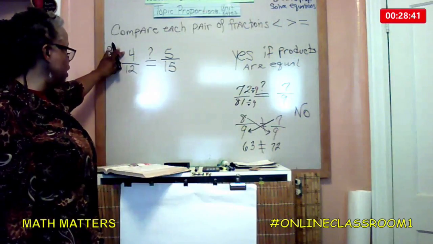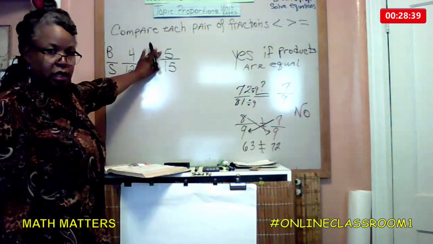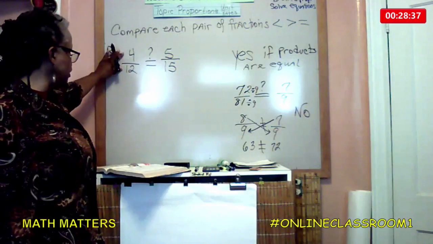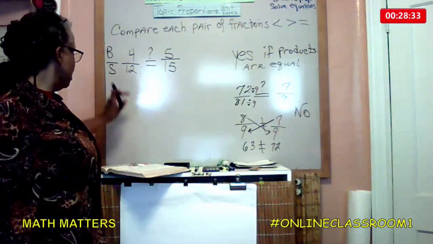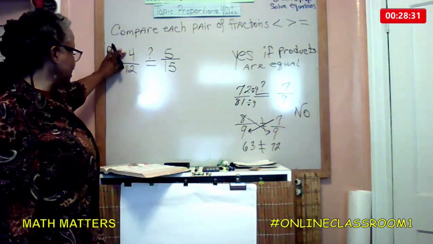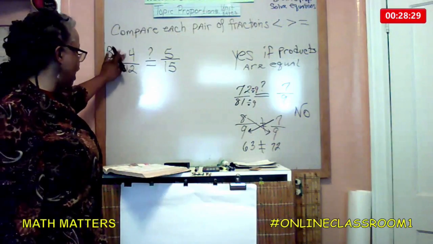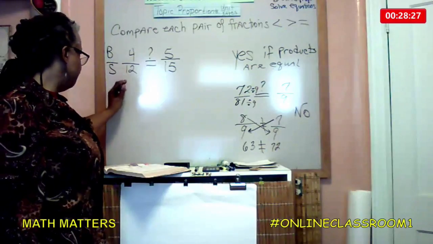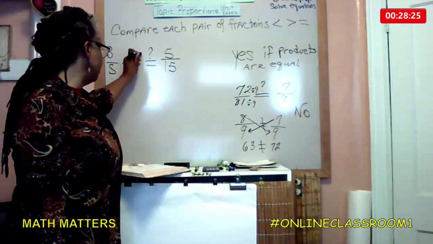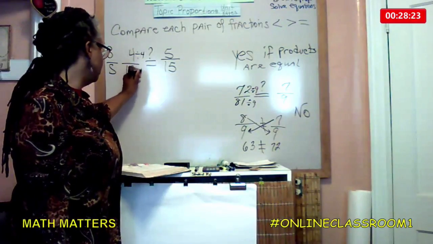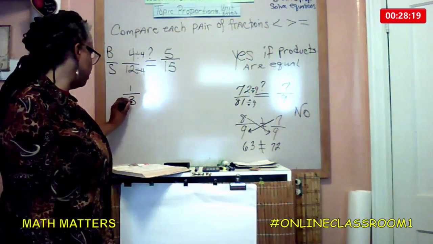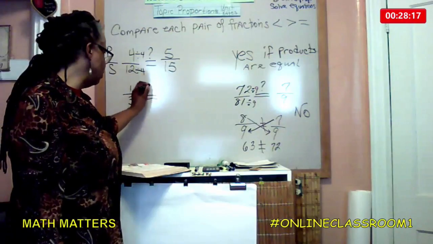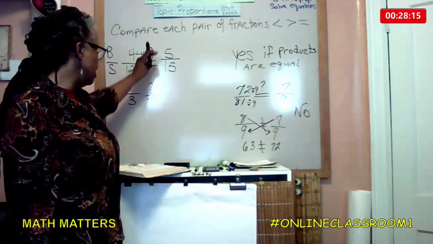With this particular one, I would reduce this fraction and then compare them. I see that I can divide out the common factor of 4 in my numerator and the denominator. Divide out the 4s. I get 1/3. Is that equal to, that's the question.